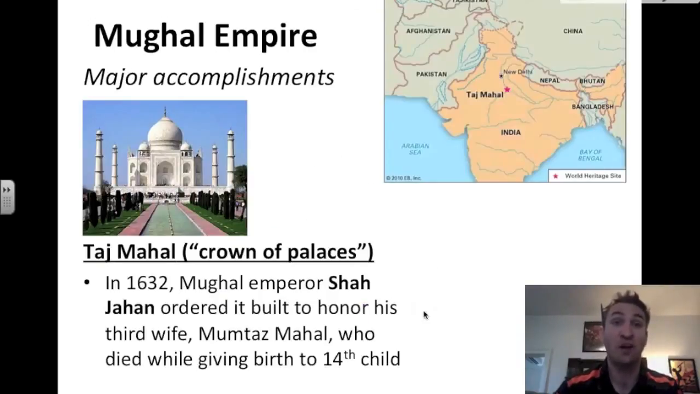Another major accomplishment of the Mughal Empire is the Taj Mahal. You see it pictured here. It literally translates into the crown of palaces, and that it is. It's located in north central India, just south of India's capital city, New Delhi. What's the story behind the Taj Mahal? Well, in 1632, the Mughal Emperor Shah Jahan ordered it built to honor his third wife, Mumtaz Mahal, who died while giving birth to their 14th child.